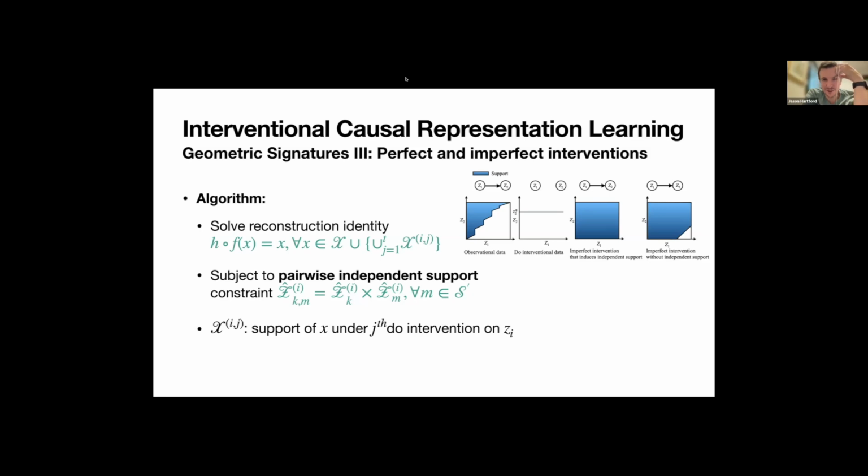The example on the right of the sort of failure case, independence intervention without independent support. It seems like that's probably the minimal one. If you want to maximize independence of support, if I imagine all possible rotations and I want to find the rotation that maximizes the independence of support, that orientation that you've got there is probably it.